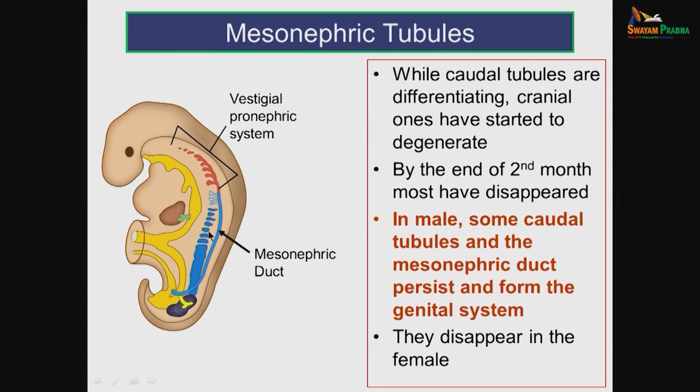While the caudal mesonephric tubules are developing, the cranial ones start degenerating. So in humans, by the end of the second month, most of them have disappeared. In males alone, some of the caudal tubules and the mesonephric duct will persist and form the genital system. So this disappears in females.